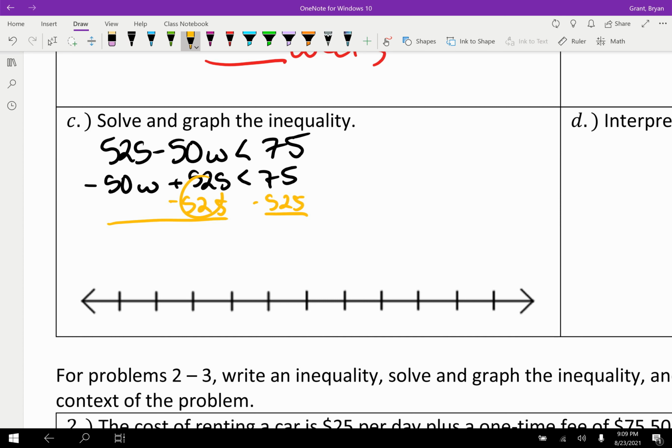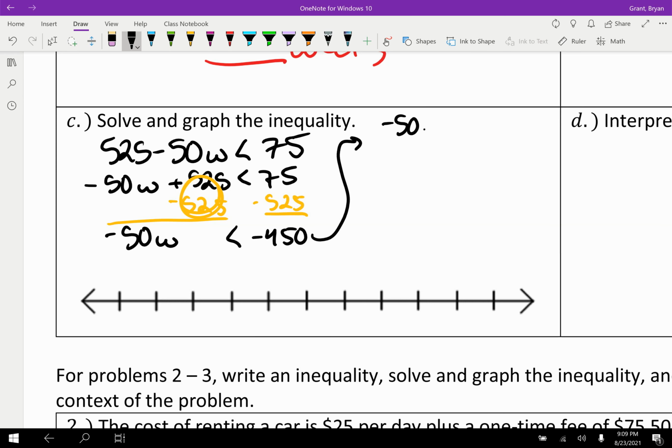You may need your calculator on this problem, not a bad thing. Use that Desmos scientific calculator or whatever floats your boat. It's not a big deal. You can use a phone, a regular calculator, anything like that, but make sure you have it up and ready, and hopefully I've stalled enough for you to get your calculator. This will give us negative 50W is less than negative 450.